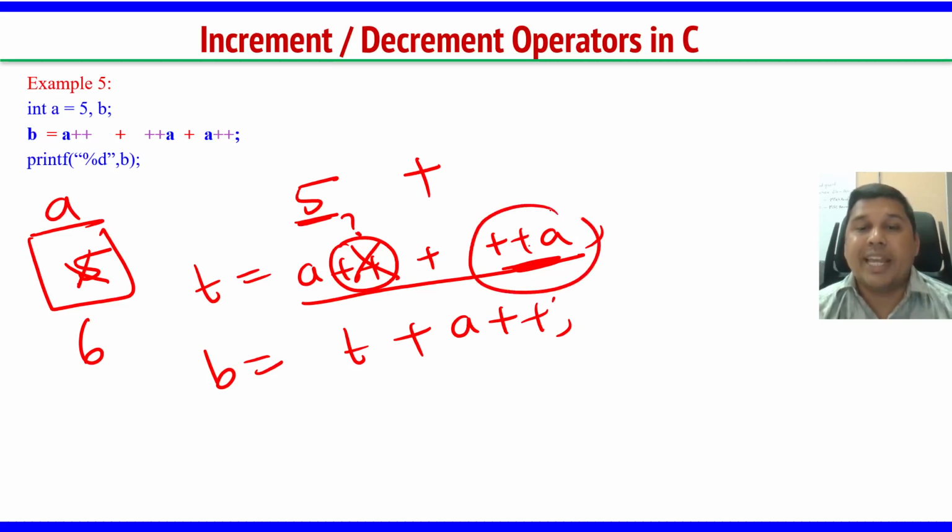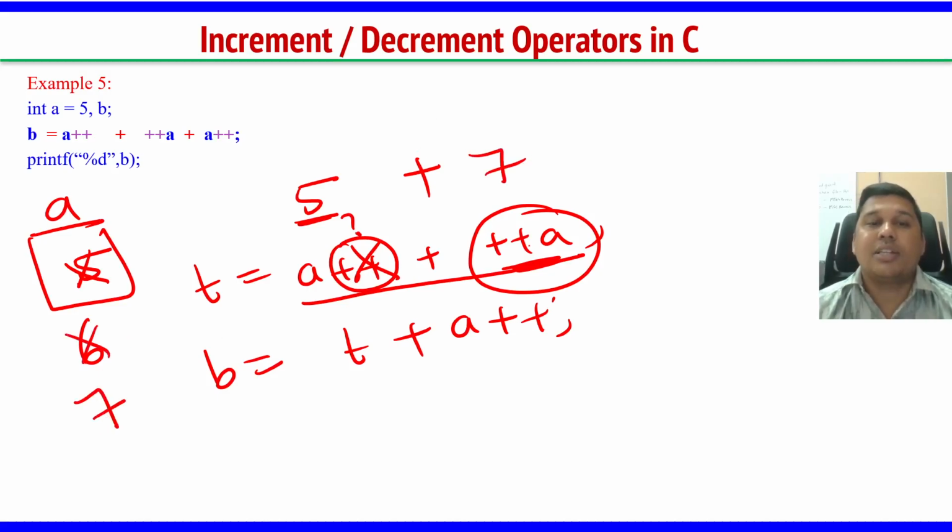Plus this is pre-increment, ++a. What is the rule of pre-increment? Go increment it first, then you use it. So go here, increment it first to 7, then you use it. 5 plus 7, that is 12. So the value of t is 12.